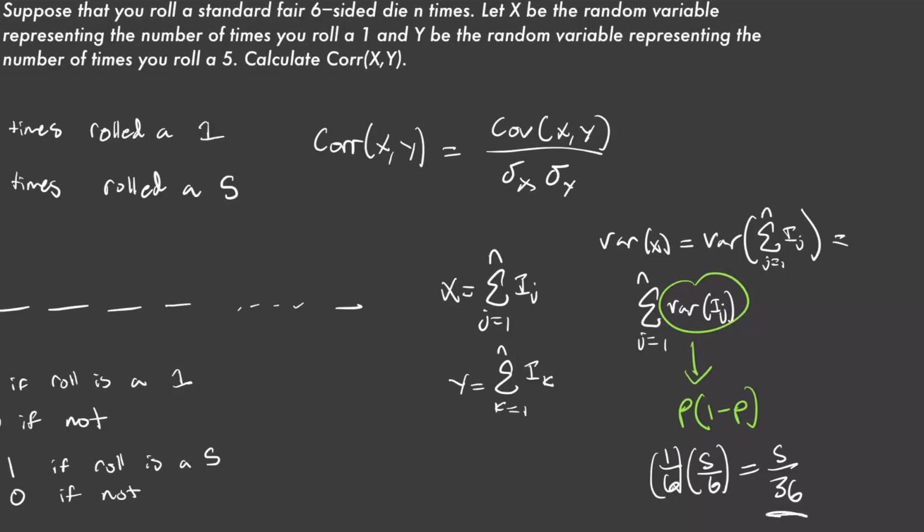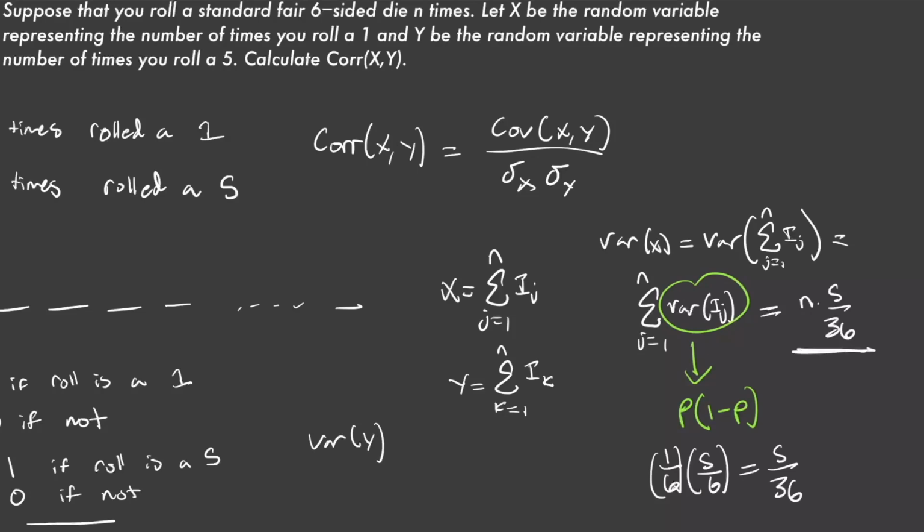And then we're summing up that constant value of 5 on 36. We're summing that up n different times, right? So we just have n times 5 on 36, and that's going to be the variance of x, which means the standard deviation of x is just going to be the square root of that. So the variance of x is 5 on 36 times n.